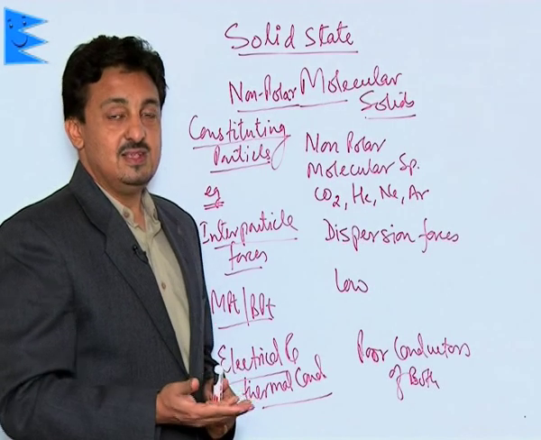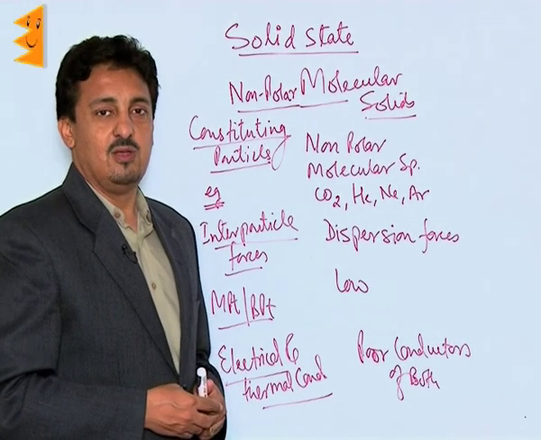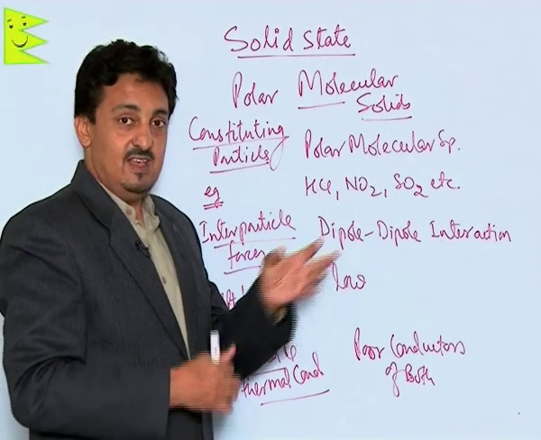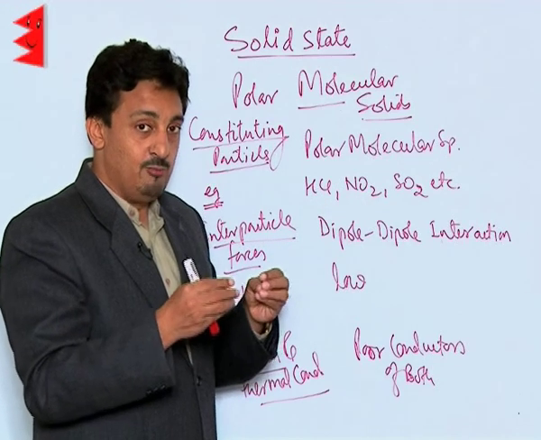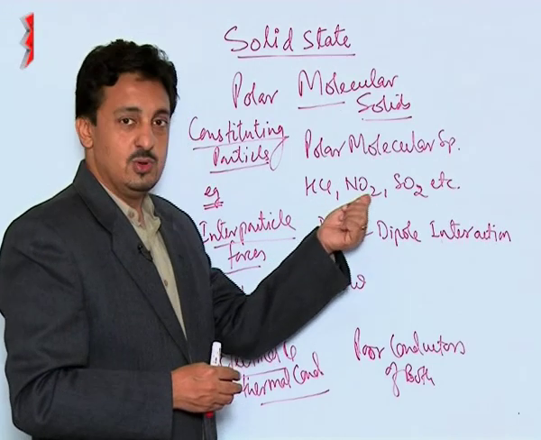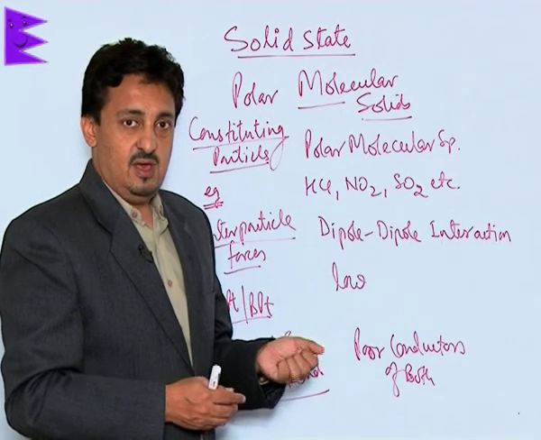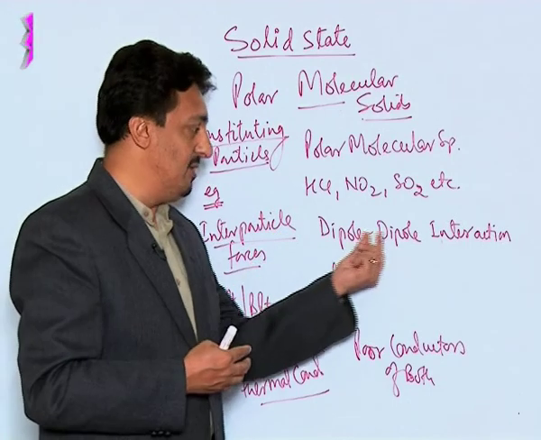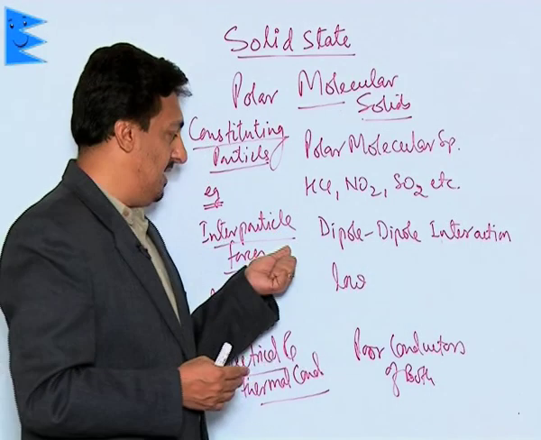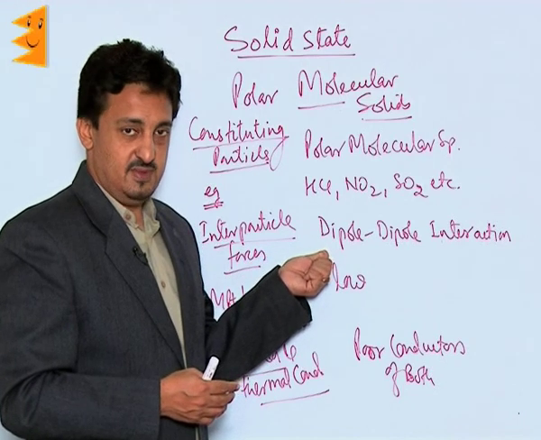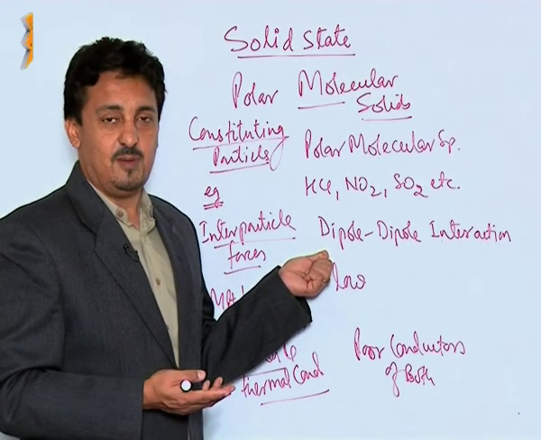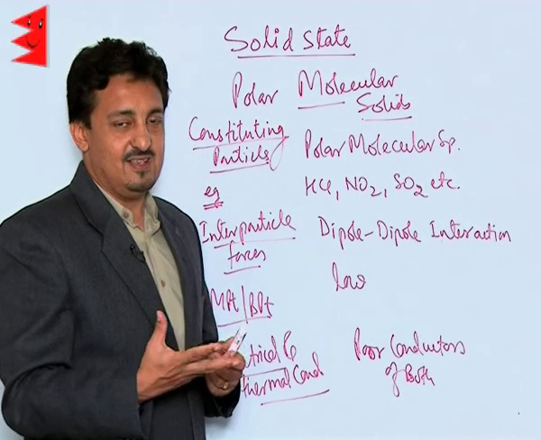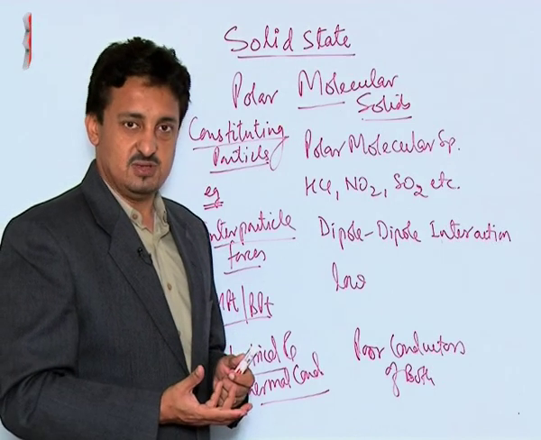Now let us see the second type of molecular solid, polar molecular solids. The constituting particles in these are polar molecular species which have polarities, which have net dipole moments like HCl, NO2, SO2, etc. Now since they have polarities, they have what type of interparticle forces? The dipole-dipole interactions. So the interparticle forces in these are dipole-dipole interactions. Though they are not very strong interparticle forces, their melting points and boiling points are low, and that is why they are either gases or volatile liquids at room temperature.